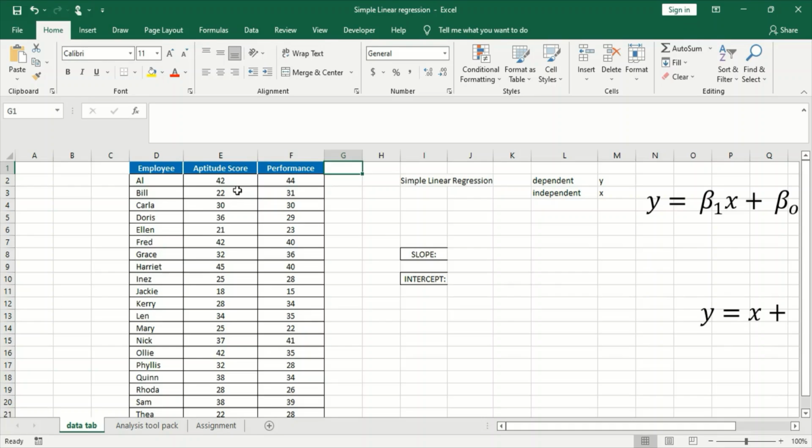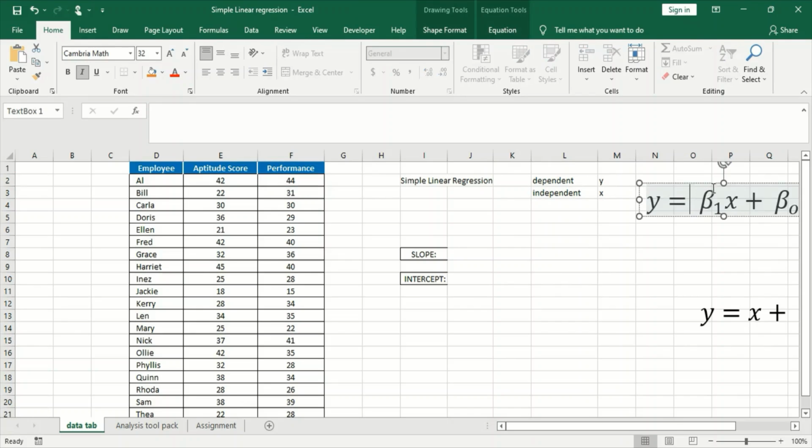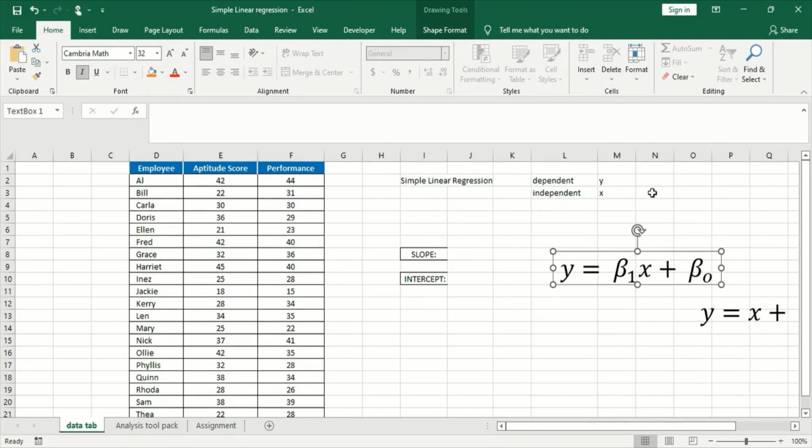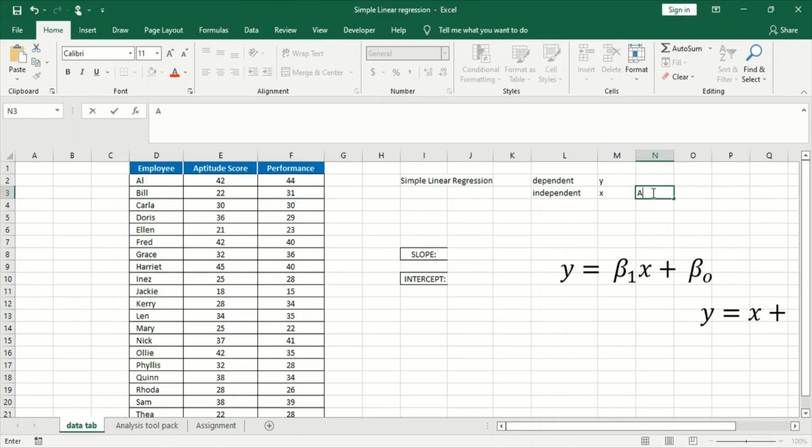Now, in this case, remember this is a simple linear regression because we just have one independent variable and one dependent variable. So in this case, what's going to be our independent variable? Our independent variable is going to be aptitude score. So our independent variable, which is our x, let me drag this downward. Our independent variable is going to be aptitude score, and our dependent variable is going to be performance.